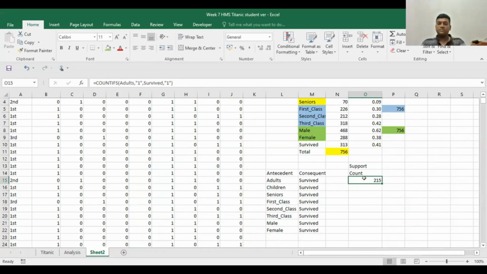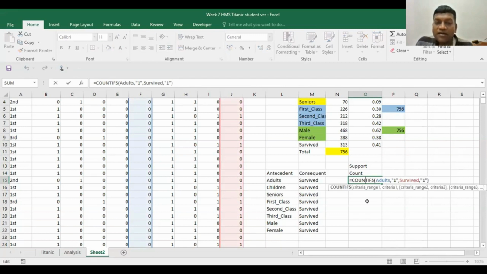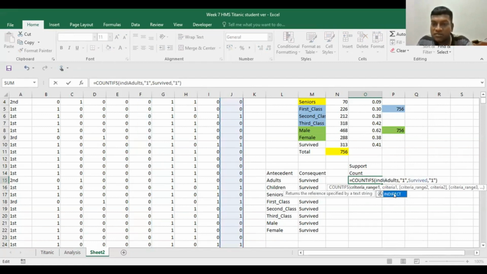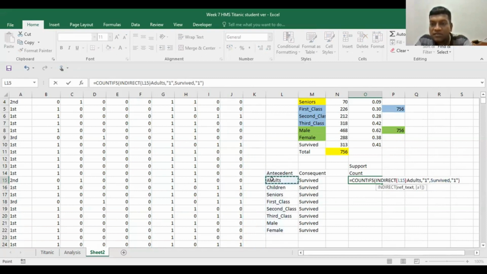And we have 215 such values. Okay, now we can of course make this formula a little easier by invoking the indirect formula, so that then we can drag down the whole formula. So instead of calling adults, as in calling the name range here, we can use the indirect formula, and let's say indirect, and then I use cell reference here, L15, and I need to get rid of adults from here.